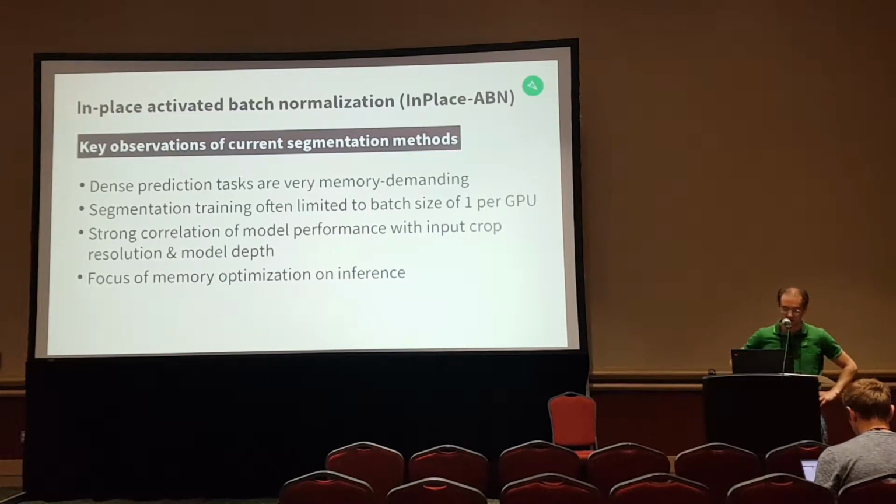We noticed, but this is not new, that there is a strong correlation between model performance and the size of the input crop and the depth, of course, of the model. While there was already a lot of work focusing on optimizing memory at inference time, few of them have coped with the training time. So our goal is really to reduce memory consumption at training time, because this allows us to use larger crops, larger batch sizes, or deeper models to actually perform the segmentation.